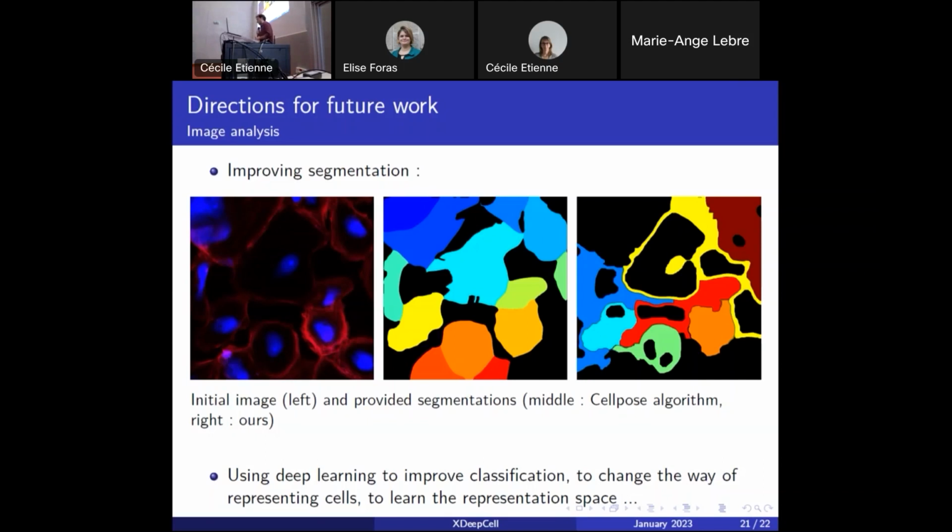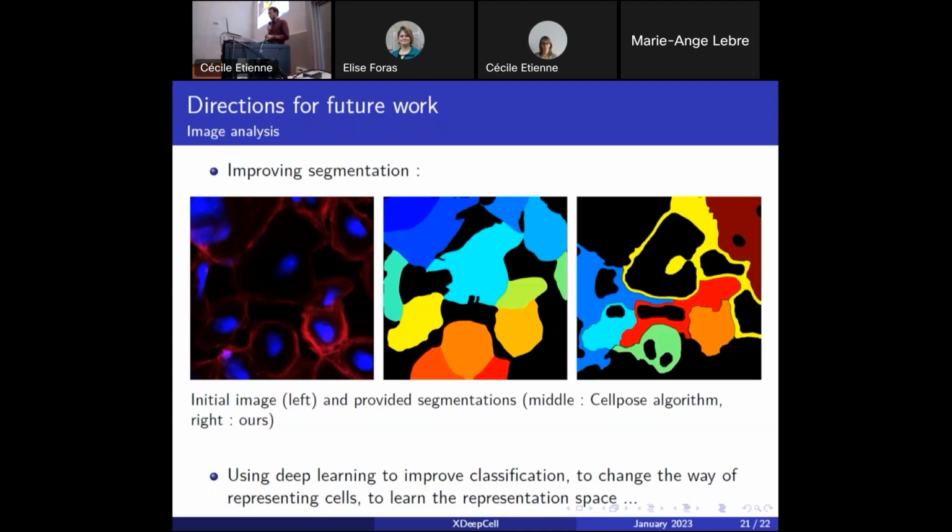We have also other ideas to work on to improve what we have. We could try to change our classifier and go with something more precise. We can also change the way of representing our cells and go for another approach than bag of visual words. Or we can completely change our workflow and, for example, use deep learning to directly learn the representation space of our cells.